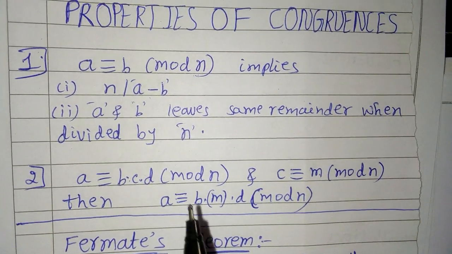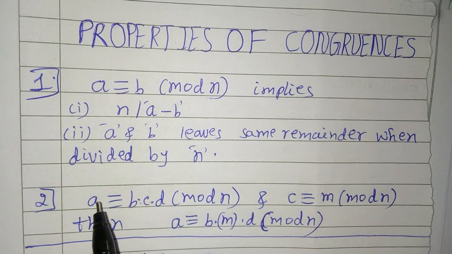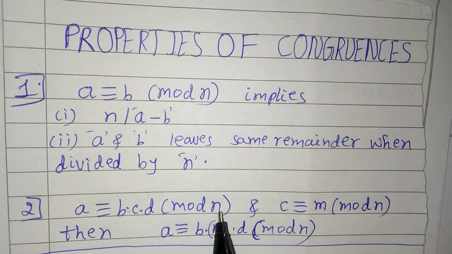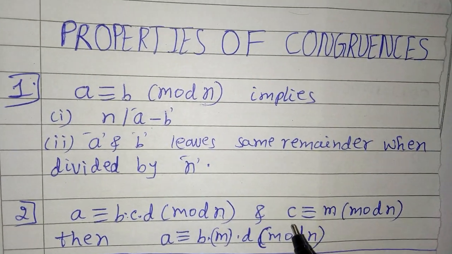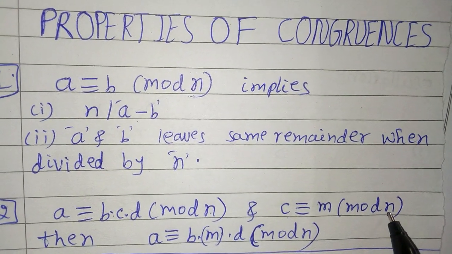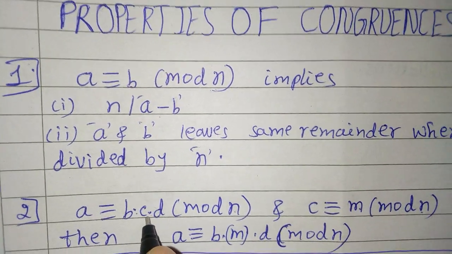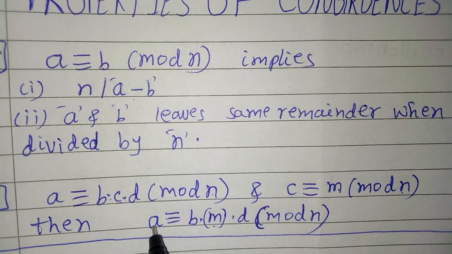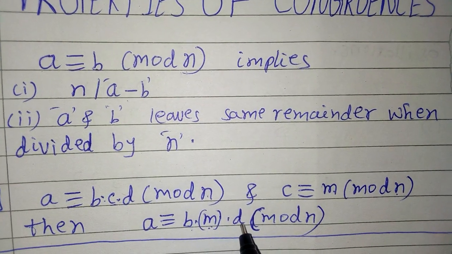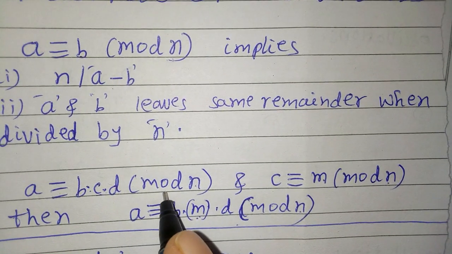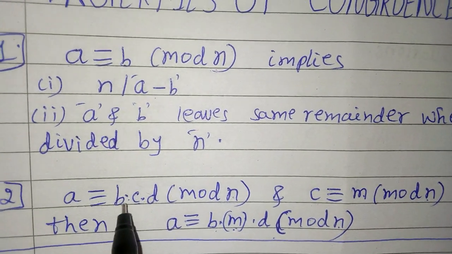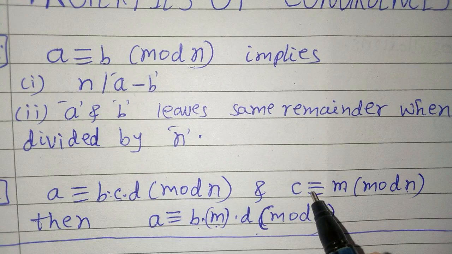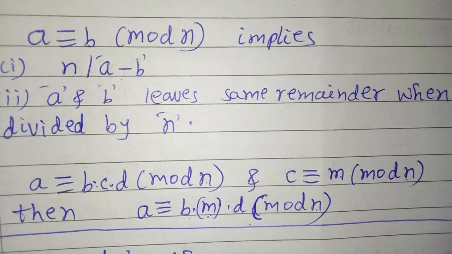The second property is, if a is congruent to b times c times d mod n, and c and m are congruent mod n, then in place of c we can put m, and a is congruent to b times m times d mod n. Here, if the terms are congruent mod n, then we can replace them.